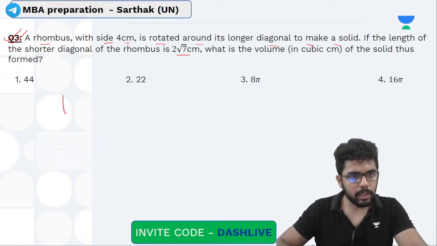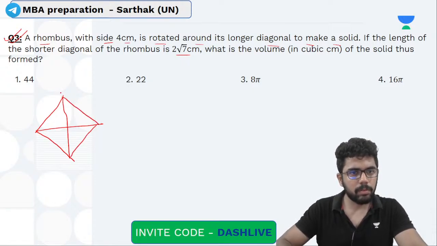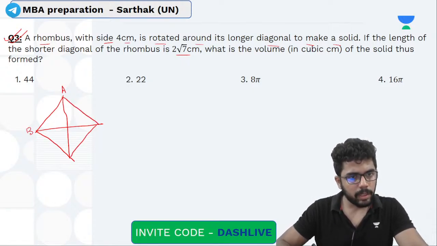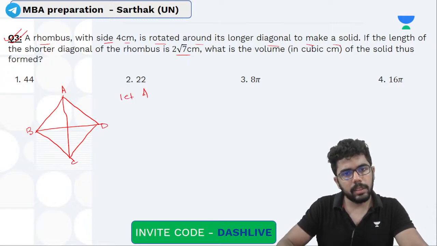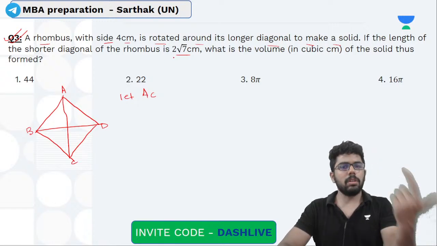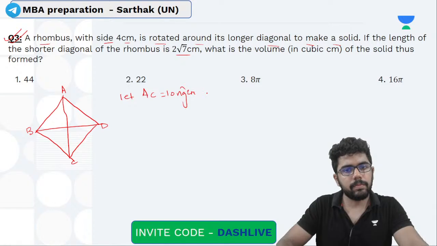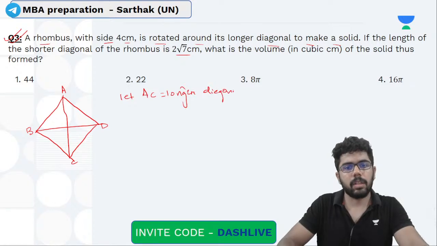Imagine there is a rhombus like this. I think this is a rhombus. And I'll take it in this way, let AC and BD be the diagonals. The rhombus is rotated around the longer diagonal, so let AC be the longer diagonal and let BD be the shorter diagonal.